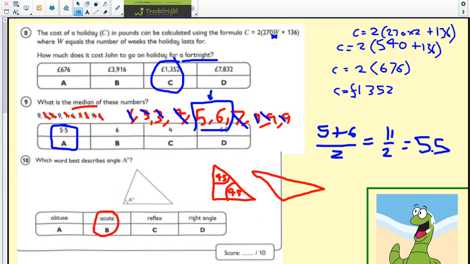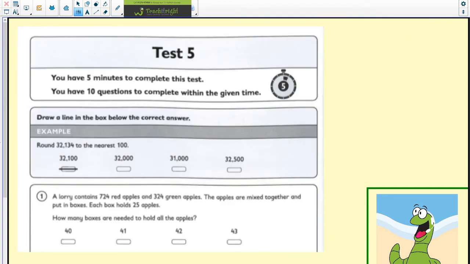Right, one more activity. Test 5, again, another little 5-minute test. We'll go through it. Probably takes longer to mark than it does to do the tests. Okay. A lorry contains 724 red apples, 324 green apples. They're mixed together and each box holds 25. How many boxes? Okay, well, this is going to be a simple add 'em, divide 'em. So 324 plus 324. Ooh, make that a bit cleaner.